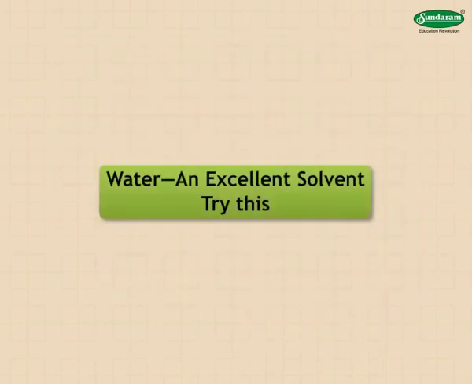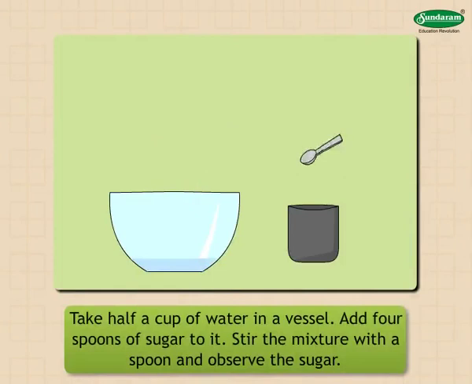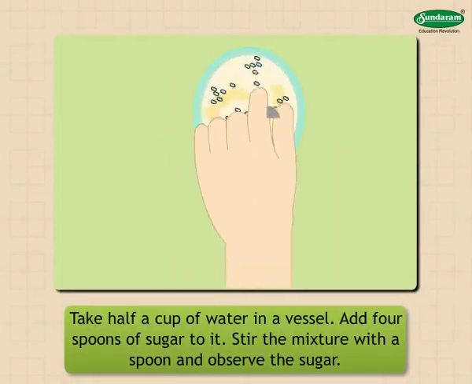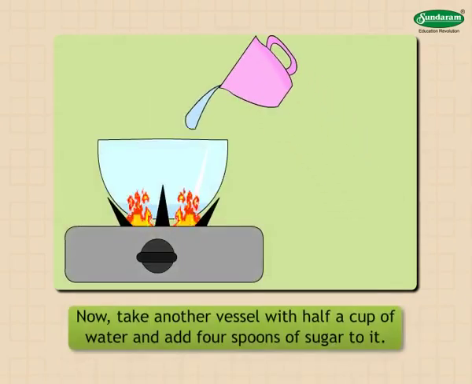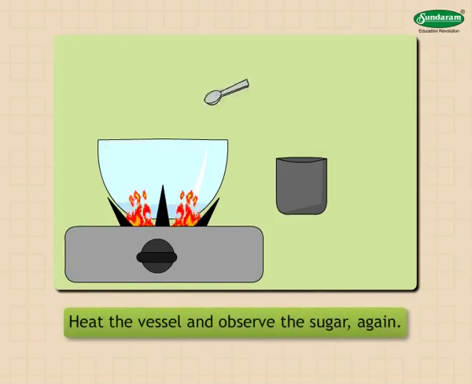Water, an excellent solvent. Try this. Take half a cup of water in a vessel. Add 4 spoons of sugar to it. Stir the mixture with a spoon and observe the sugar. Now, take another vessel with half a cup of water and add 4 spoons of sugar to it. Heat the vessel and observe the sugar again.